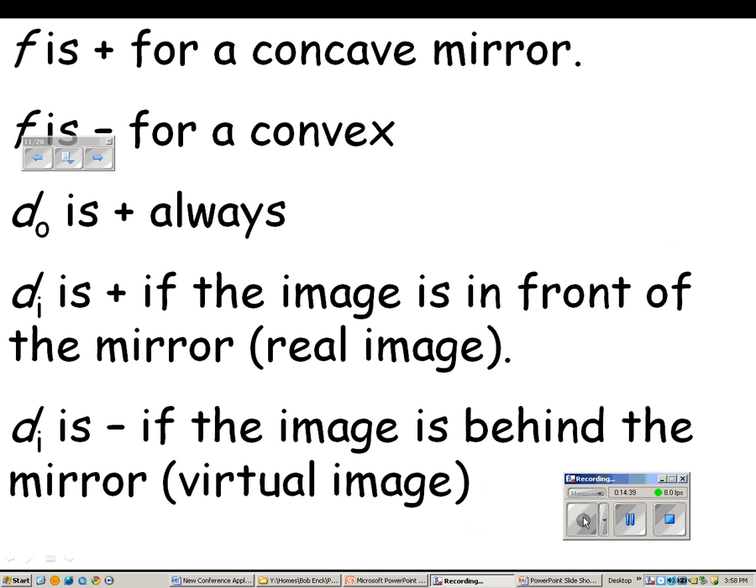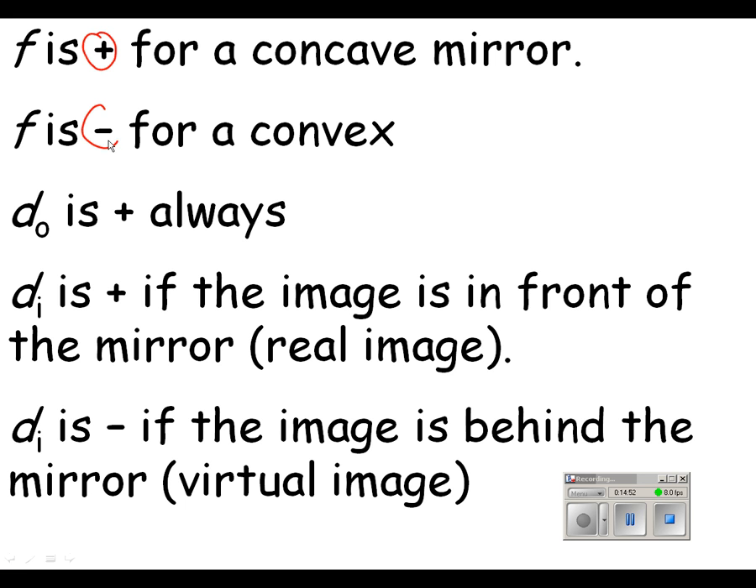Now the last thing we have to know is there are some rules that we have to follow. F is positive for a concave mirror. That's this first rule up here. And F is negative for a convex mirror. Now we have other rules here. DO is always positive, so that applies all the time. And DI is positive if the image is a real image, and DI is negative if it's a virtual image.